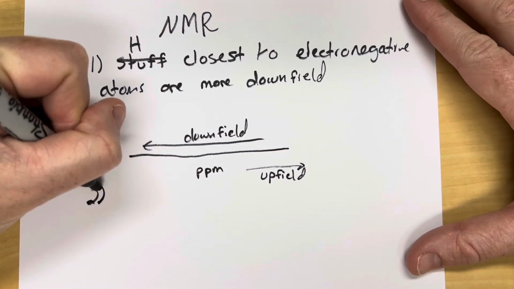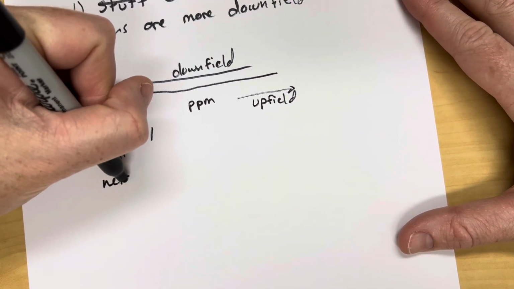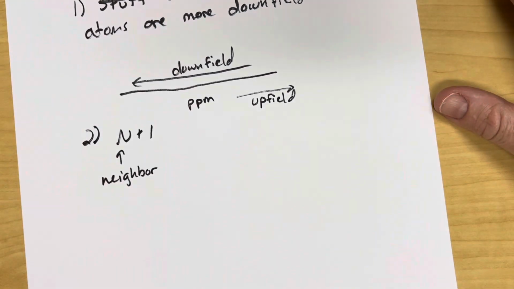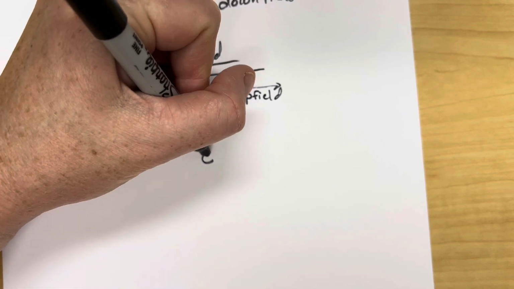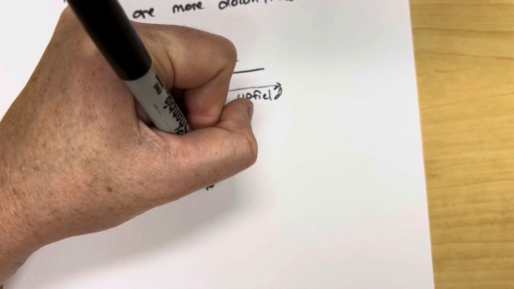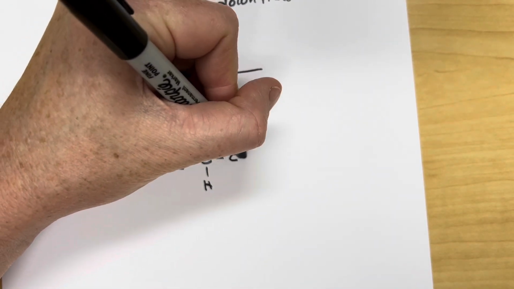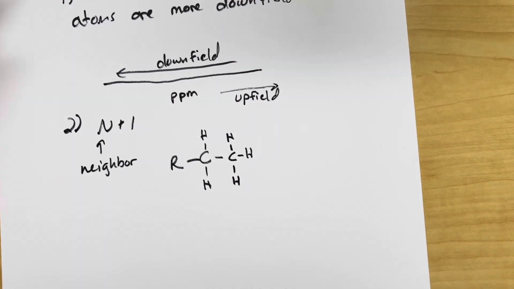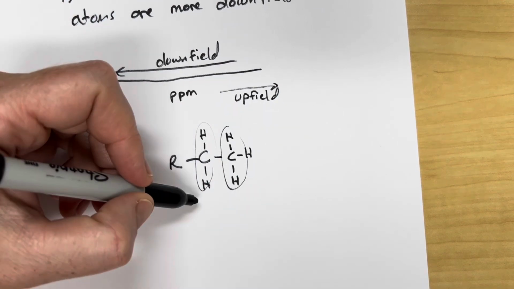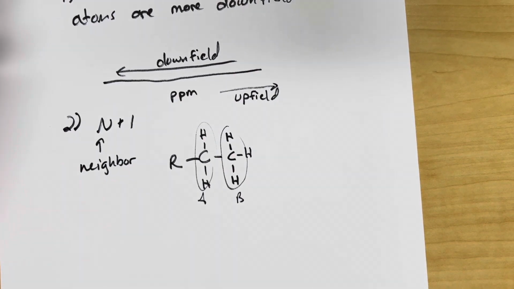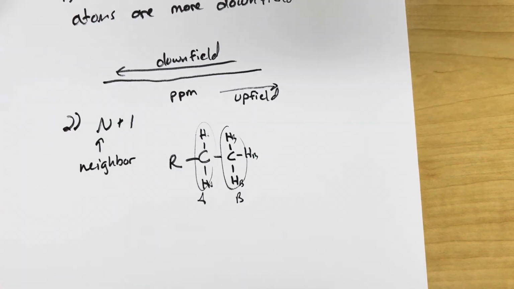All right, the second thing is the N+1 rule, where N stands for neighbor. For example, if you have a CH2, with some kind of R, it doesn't matter what this group is, attached to a CH3, we should recognize that this has two different groups of protons. Let's call them A and B. So these are protons A, and these are all protons B. They're two different groups.